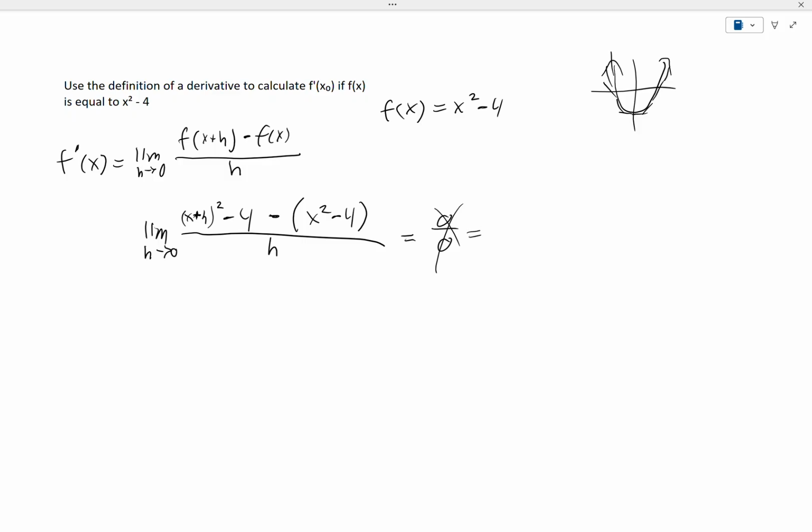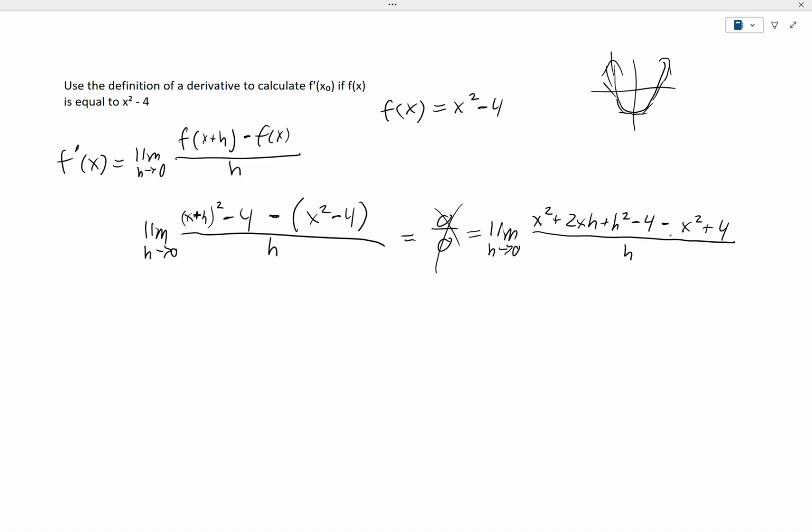So I'll write it out. I'm going to use FOIL right here and use the distributive property for this second thing in parentheses. So limit as h approaches 0, I'm doing FOIL, so that becomes x squared plus 2xh plus h squared. I still have the negative 4 in there, and then I'm subtracting x squared and then adding 4. That's all over h.